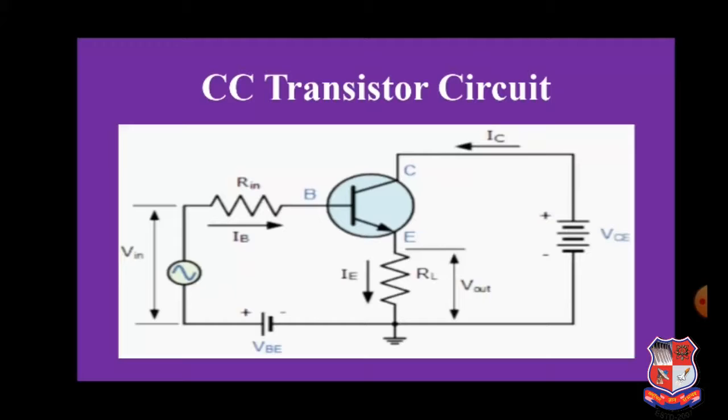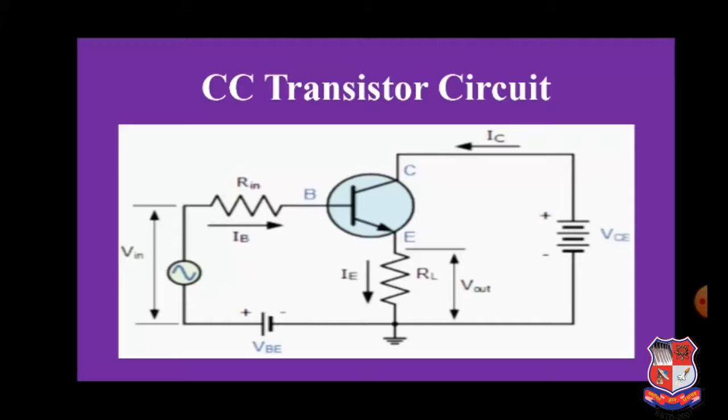Here, as you can see, this is the common collector transistor circuit, where the major difference we are going to observe is that the collector in this case is not grounded. Instead of that, the emitter terminal is connected to the load and grounded, and that's why this circuit is known as the emitter follower circuit.